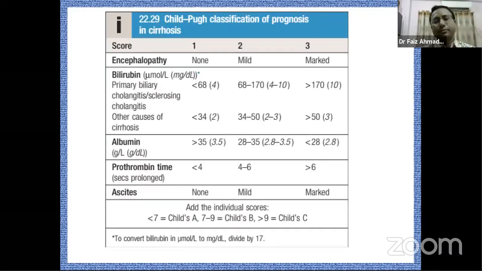Now, how can we assess the prognosis? So there are some scoring systems. One is Child-Pugh.